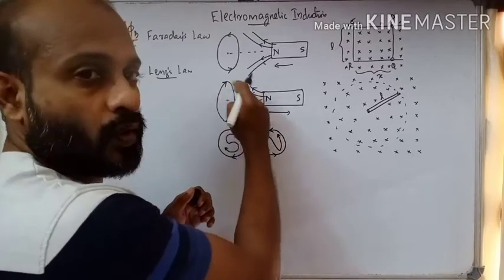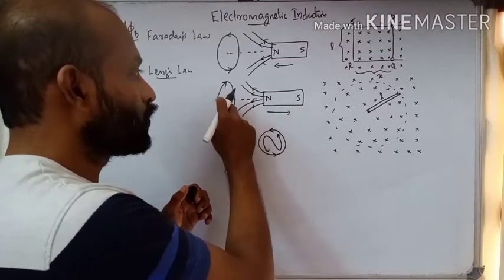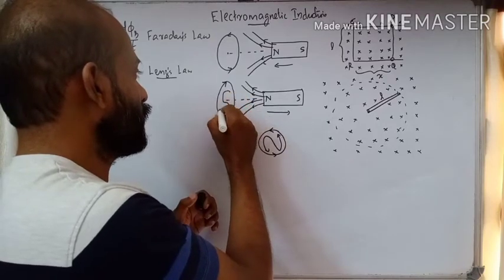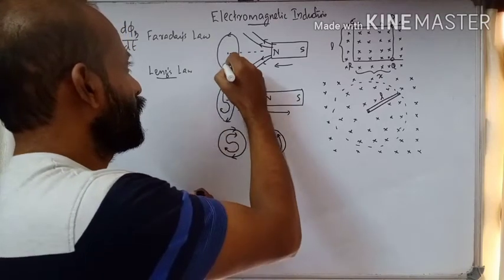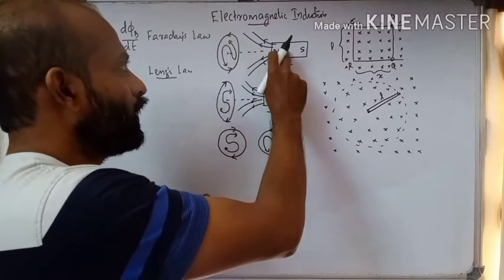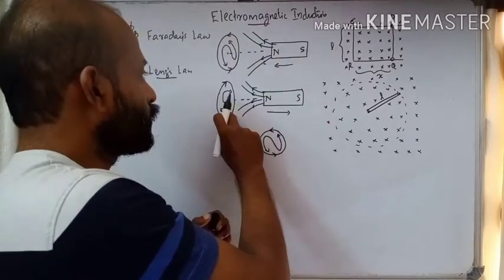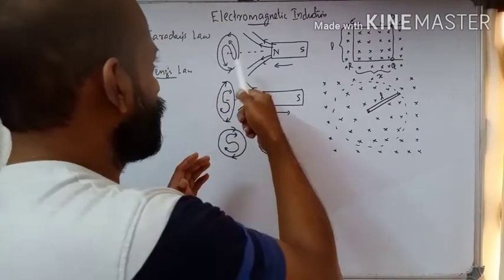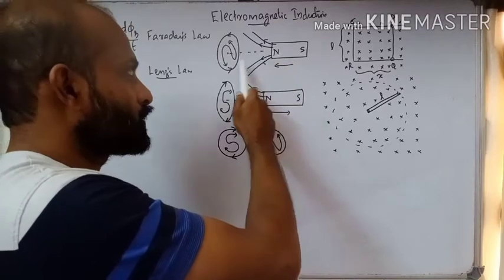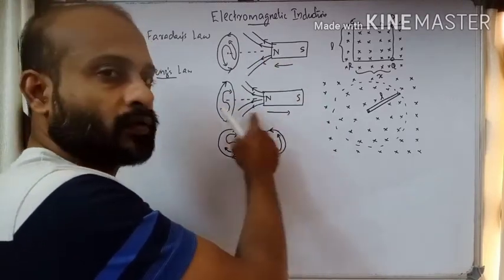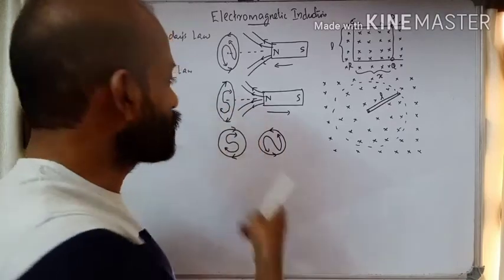When current flows in clockwise direction, it creates a south pole here, and here we will have a north pole like this. This north pole will repel the approaching north pole. The south pole will attract the north pole when it is going away. So, this is called Lenz's law.